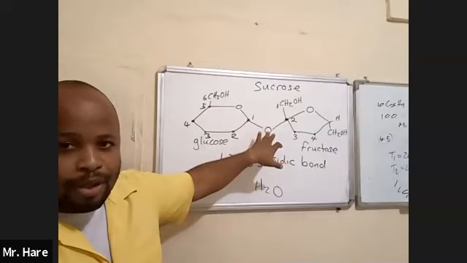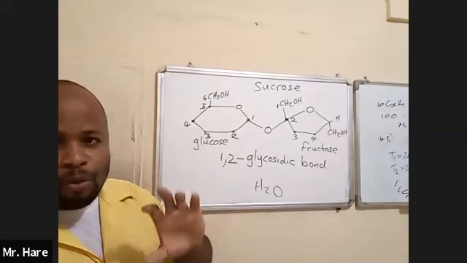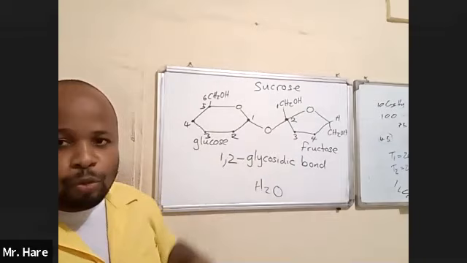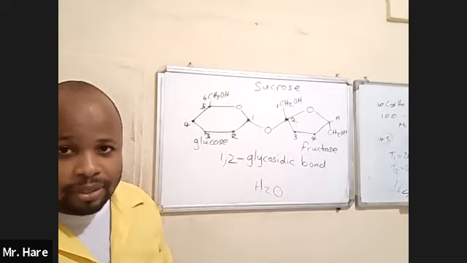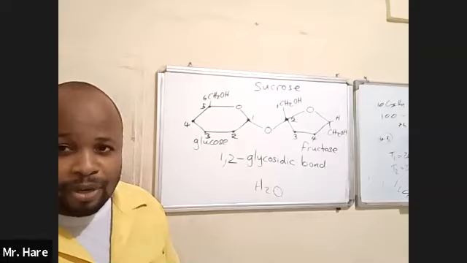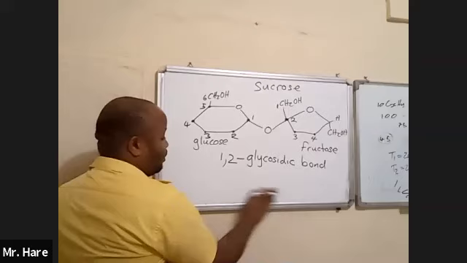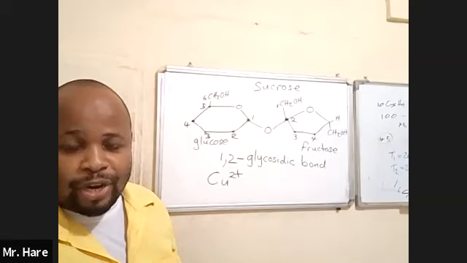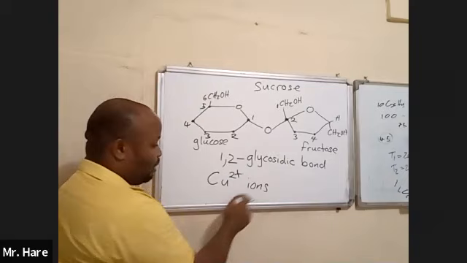What that does is free up the groups. Remember, glucose is a reducing sugar, so it must have an aldehyde group. When you cleave the glycosidic bond, those groups are freed up to react with the Benedict's reagent. In Benedict's reagent, what is actually taking part in the reaction is copper 2 plus ions. So you must understand your reactions. In the Benedict solution, the key reagent is copper 2 plus ions, and these are blue.